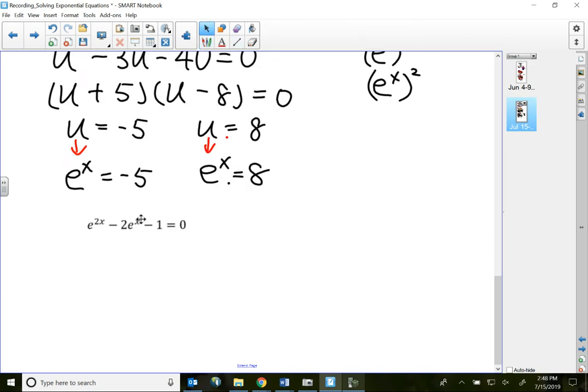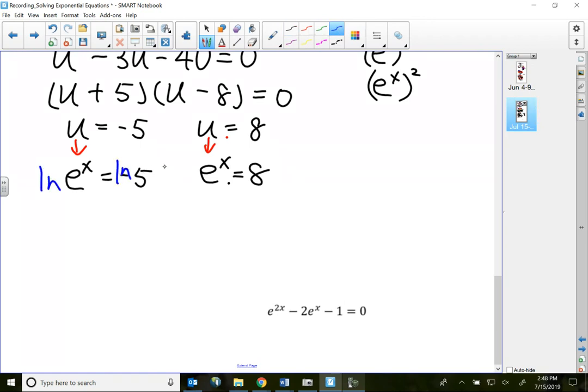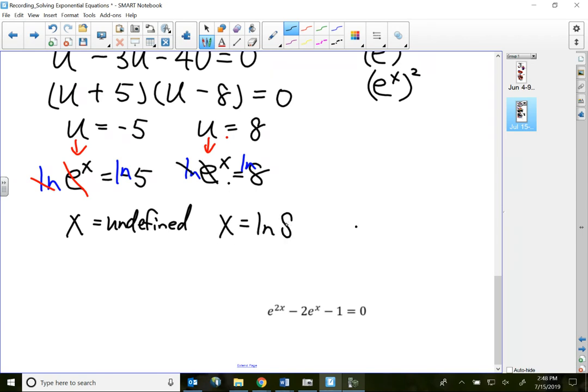Okay. Now I'm solving for x. I only got 2 terms. I can take a natural log on both sides for both equations. So natural log and e cancel out. Natural log of a negative 5 cannot be defined, right? Doesn't exist. So I cannot take a natural log of a negative. But this part right here, my x is going to be natural log of 8.